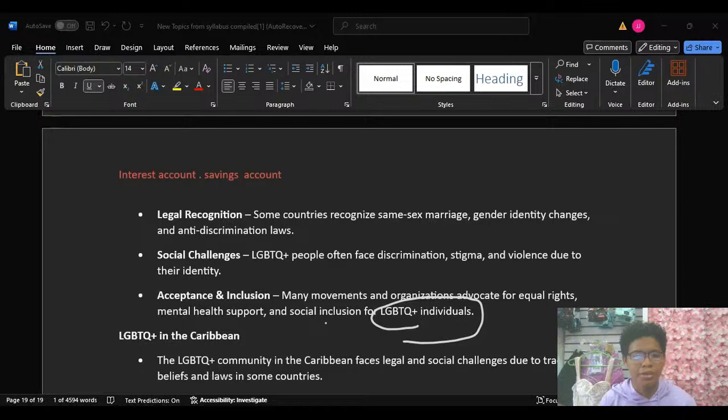So, social challenges: LGBTQ plus people often face discrimination, stigma, and violence due to their identity. I believe the reason for that is obvious. Traditional men and traditional women might say, "What the hell are you doing?" That's the honest response from a traditional man. Acceptance and inclusion: many movements and organizations advocate for equal rights, mental health support, and social inclusion for LGBTQ plus individuals. And then we have the final topic, which is LGBTQ plus in the Caribbean.